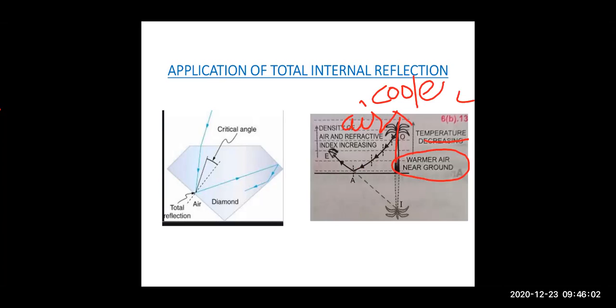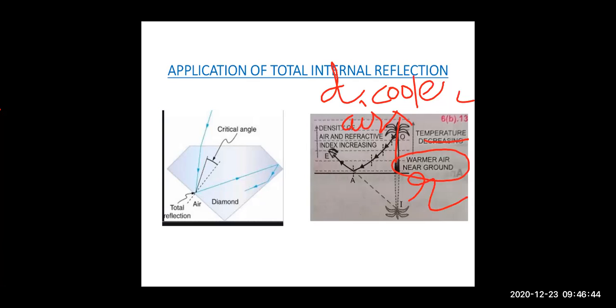So for cooler air, the refractive index will be, sorry, it will be more. The refractive index will be more because cooler air is heavy, so its density and refractive index will be more, so it is denser. And warmer air becomes light, so its refractive index is less and it is a rarer medium. Now be careful, children. The ray of light is going to enter from a denser medium to a rarer medium. So is the first condition of total internal reflection fulfilled?